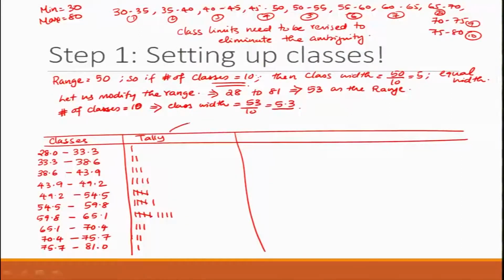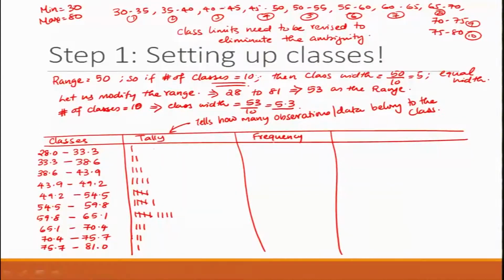So, here this tally tells how many observations or data belong to the class. Okay. So, then the next one we can create out of this is called the frequency. The frequency is more like counting these numbers: 1, this is 2, this is 3, then you have 4, then 5, 6, then 9, then 3, then 2, and then 1. So, this is your frequency.